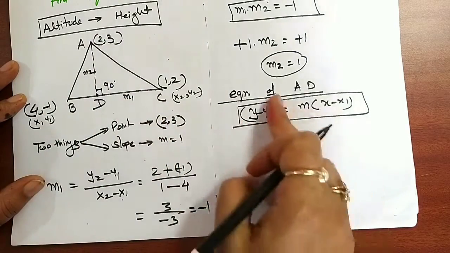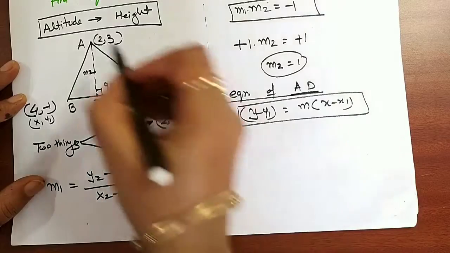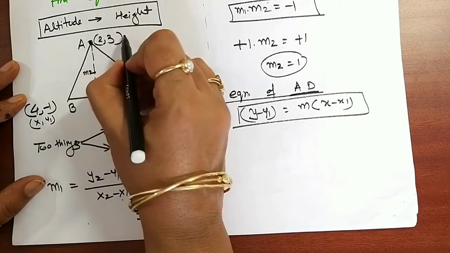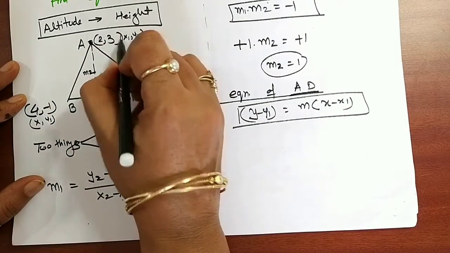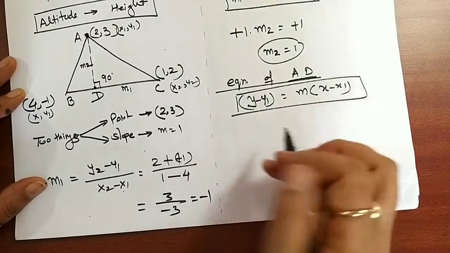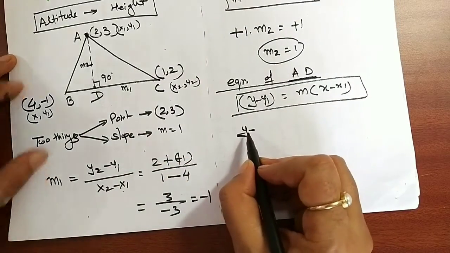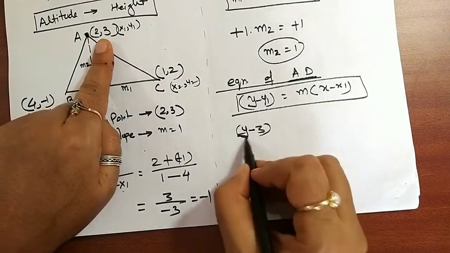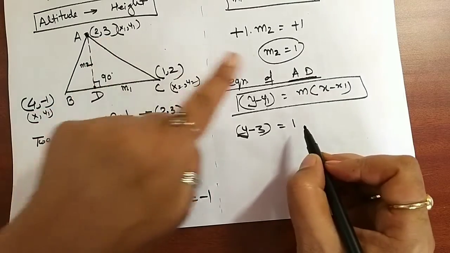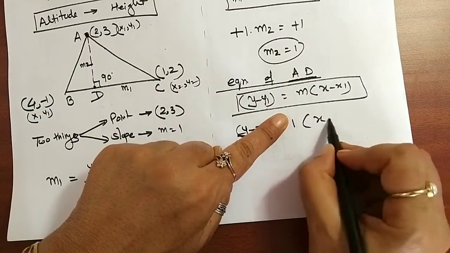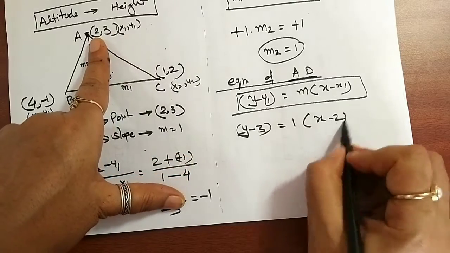For AD, x1, y1, I have to take this. This is my x1 and y1 now. Okay, so let me put the values. Y minus y1, y1 is 3, is equal to m. M is 1. X minus x1, x1 is 2.